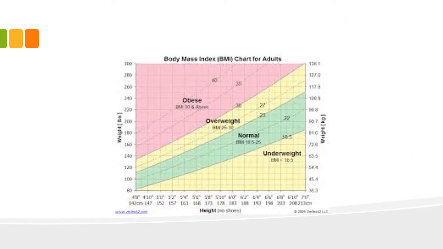This may be a familiar chart. This is the body mass index, or BMI chart for adults. Weight is on the vertical column, measured in pounds, and height is on the horizontal column.